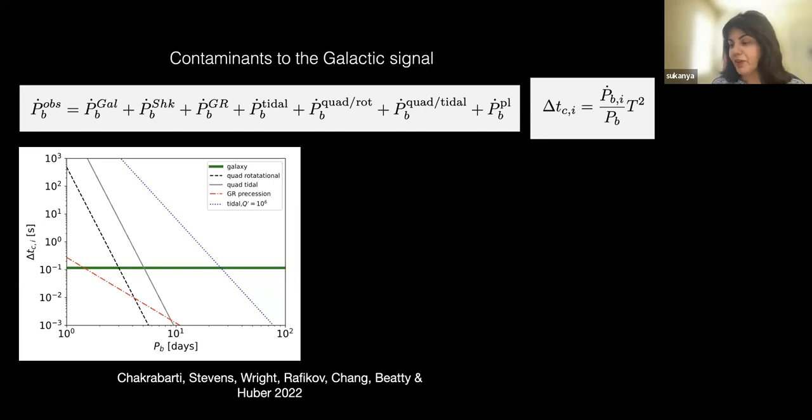However, like all of our techniques and observations, we have to worry about contaminants to this very small signal. There's, of course, the shift due to the galactic potential, but for eclipsing binaries we may have to worry about tidal decay, the GR precession due to an eccentric orbit, and tidally and rotationally induced quadrupole moments.